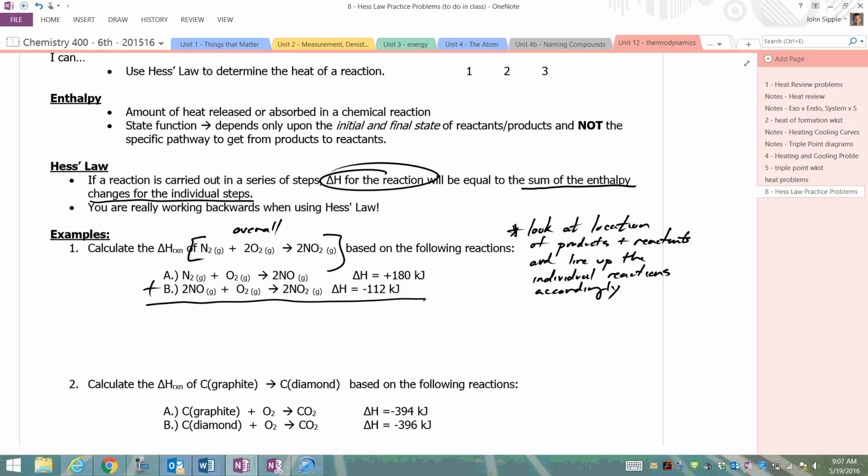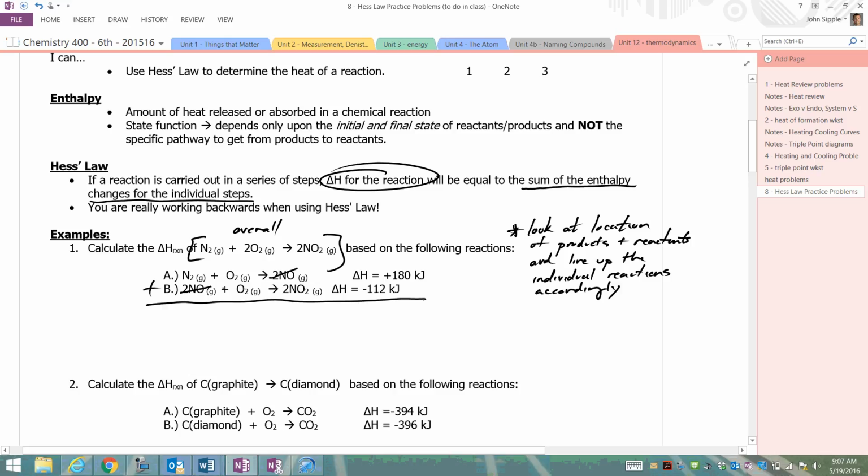Now, things that are on both sides, if they're on the reactant side and the product side, we can cancel them out. All right, they're intermediates, so we're just going to cancel them out. So see how we have 2 NO on the reactant side here, and we've got 2 NO on the product side? They cancel each other out. Okay, so we can cross both of those out. We have the same number, so we're going to get rid of that entirely.